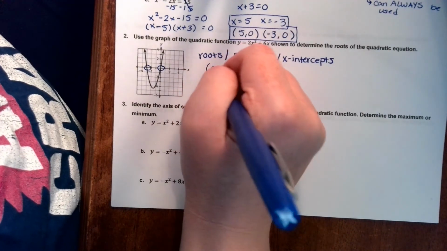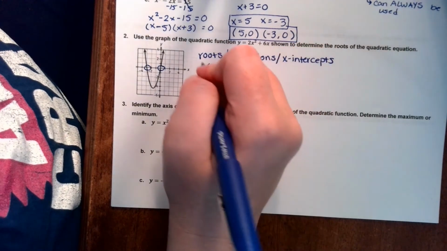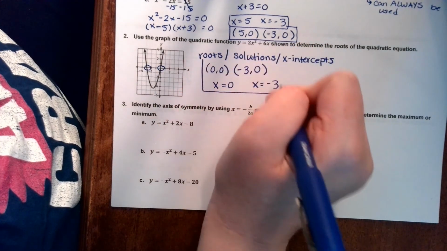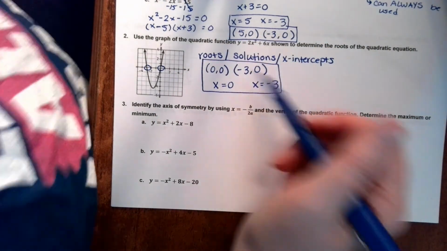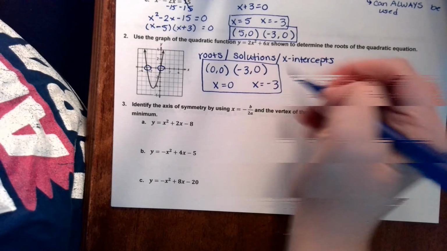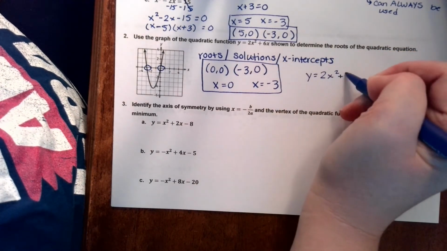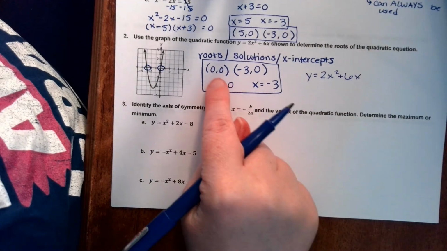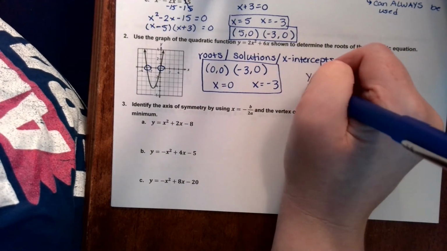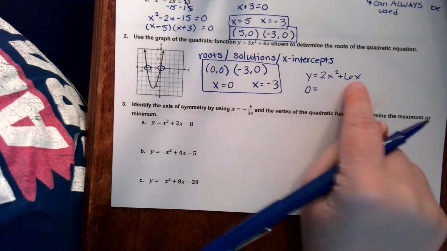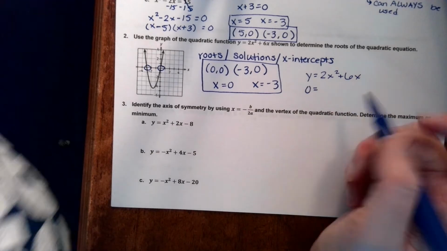So we could say that x equals 0, and x equals negative 3. And then if you'd like to double check, we have the equation. And you could plug 0 in for y. And we could solve this by factoring if you want. Let's just do that just to get some practice in.